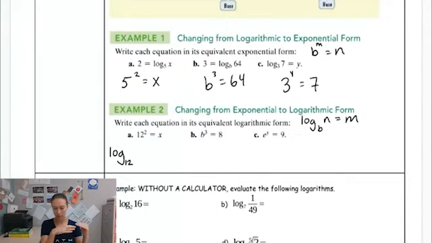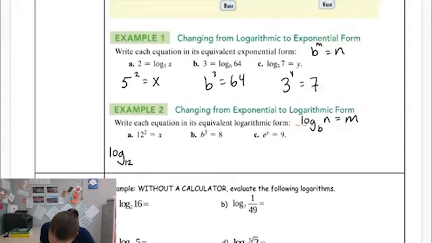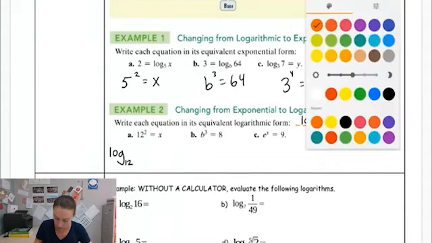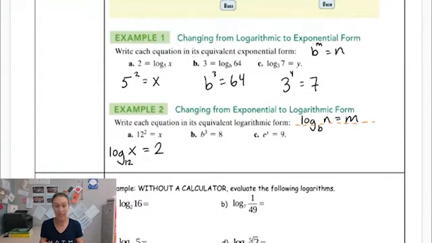So the log, just kind of how you can see, let me get a different color here. So like if this was the line of my paper, all of those are in line with each other in the same size, and then the base is below that line and a little bit smaller. It's important that it looks like that when you write it. So log base 12 of x equals 2. Remember, the log is the exponent, so the exponent has to go on the other side of the equal sign. Log base b of 8 equals 3.